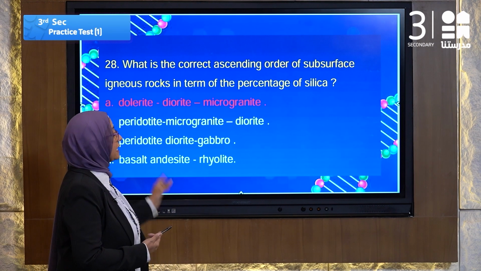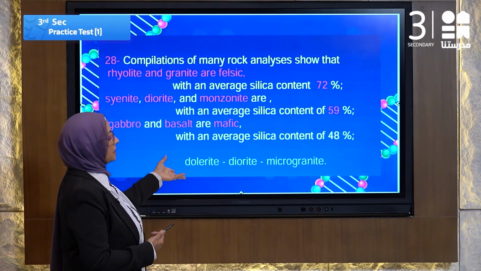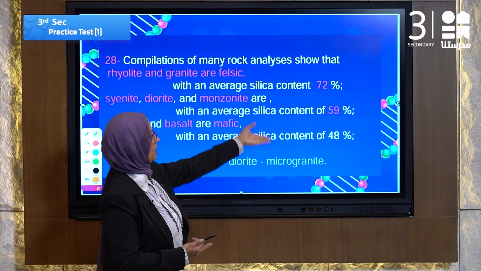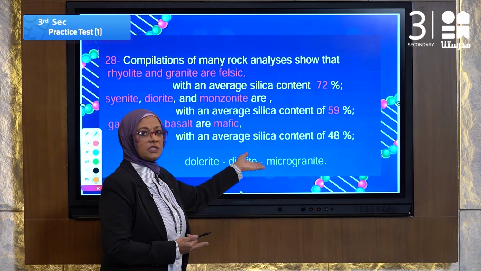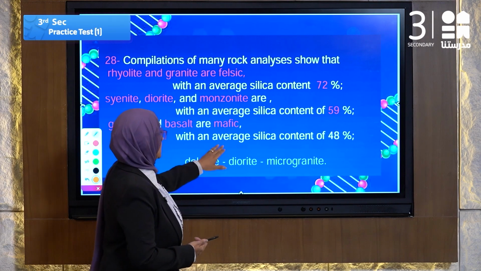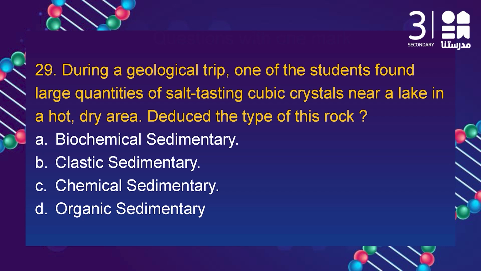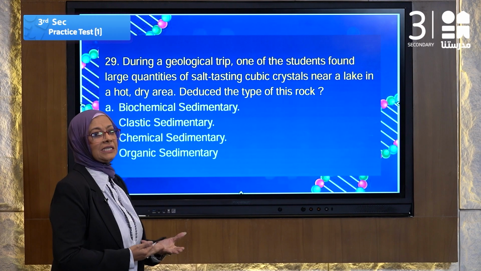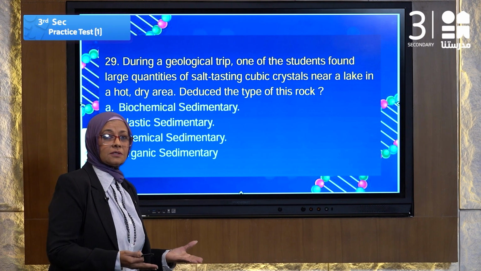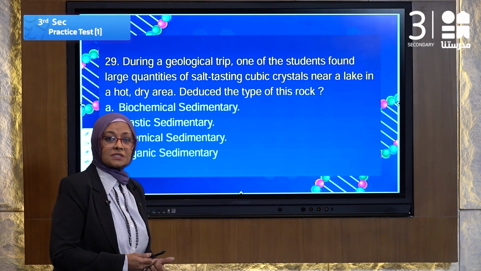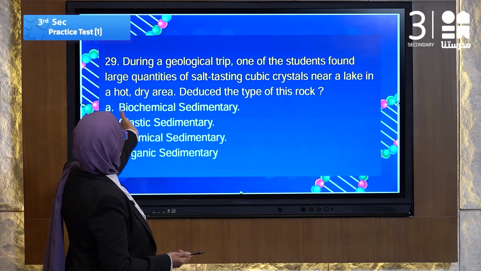So the silica ratio differentiates between the rocks. Yes, one of them 72, one of them 59, one of them 48. It's much silica. Yes, let's go to the other question. 29. During a geological trip, how about a geological trip? It's fine, it's interesting. What do we see on geological trips? Many things. Rocks, oolites, caves, or their structures.